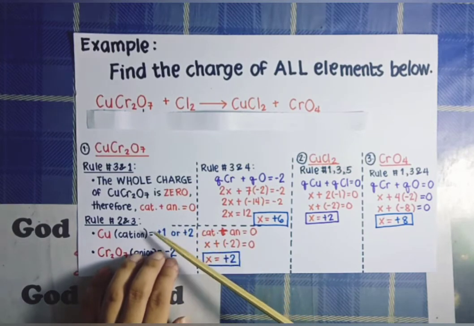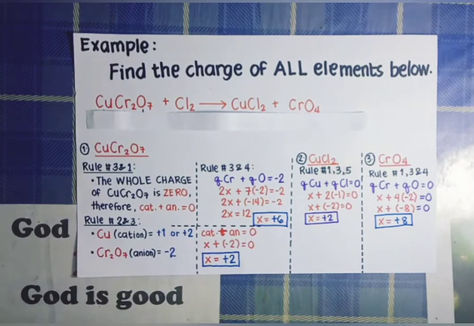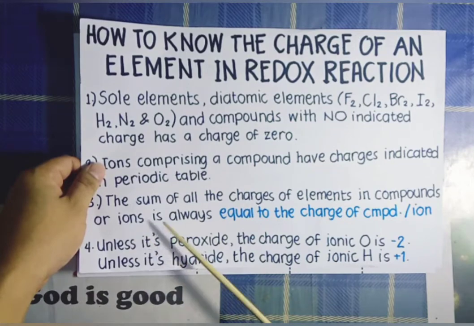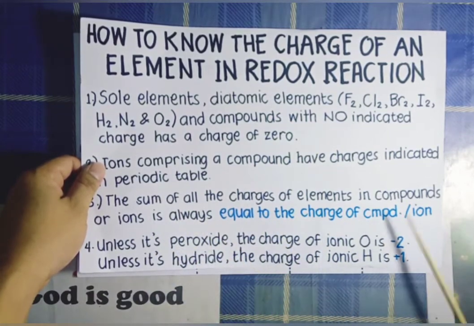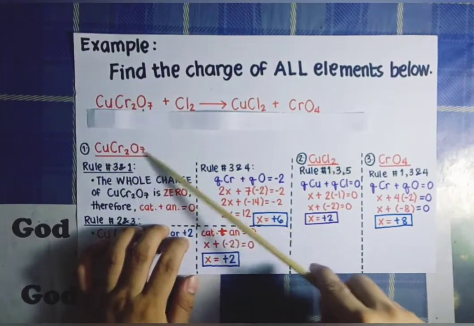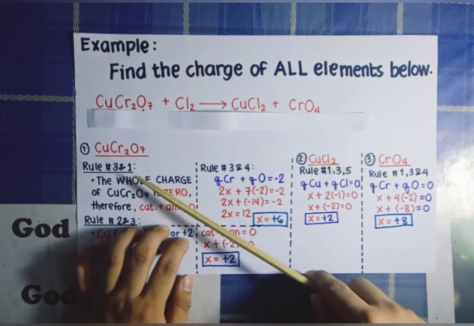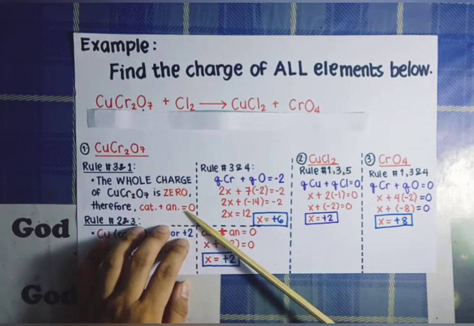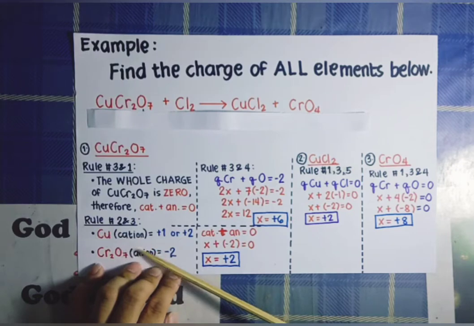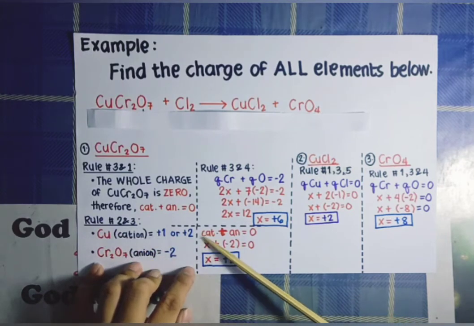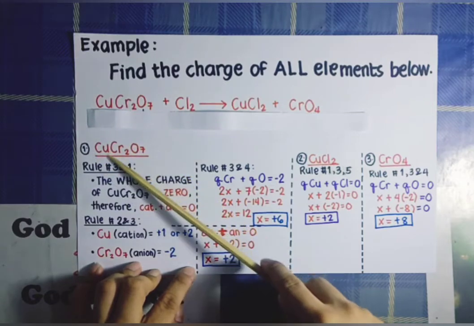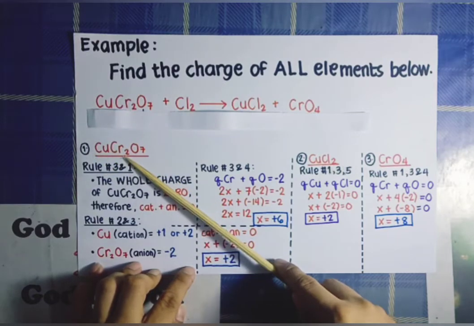To know that, we are going to apply again our rule number 3, and that is the sum of all the charges of elements in compounds or ions is always equal to the charge of the compound or ion. In this case, the charge of the whole compound is 0. And again, our formula is cation plus anion is equal to 0. Our cation here is copper, our anion here is the dichromate. So that's cation plus anion is equal to 0, where 0 is the charge of the whole copper dichromate compound.